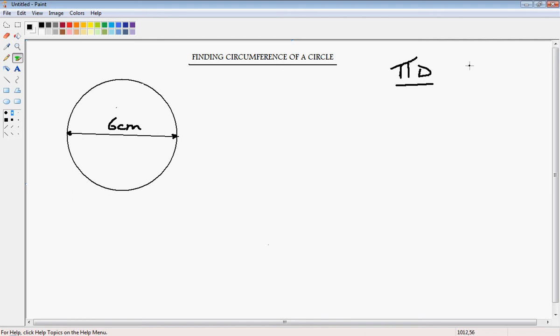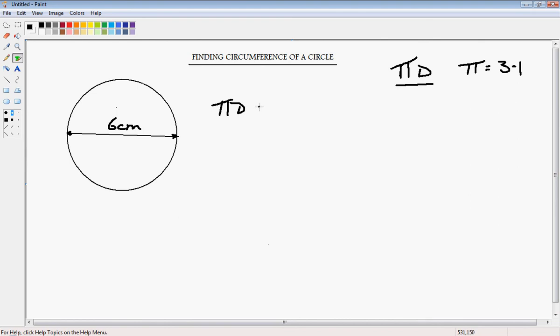Now let's say, as is often the case, that pi is 3.1. Okay, now remember this is a number. So this is not centimeters, this is just a number. So they'll give you a value for pi, so let's say it's 3.1. So if we've got this circle and we need to find the circumference, then always write the formula.